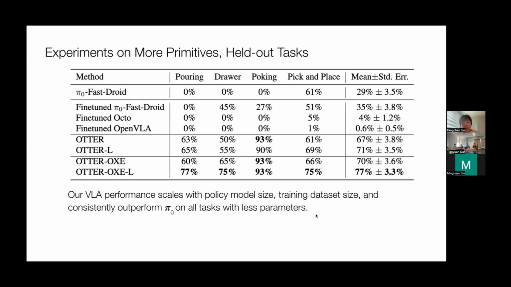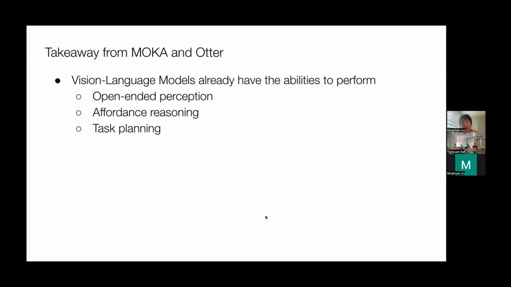Also, we train our model on more primitives. We can see Pi0 is only good at pick-place, but after post-training, after fine-tuning on more primitives, it's not able to perform all the tasks well. For example, it's not able to identify pouring, and its pick-place performance also dropped. But at the same time, ours scales with policy model size and training datasets, and consistently outperforms Pi0.